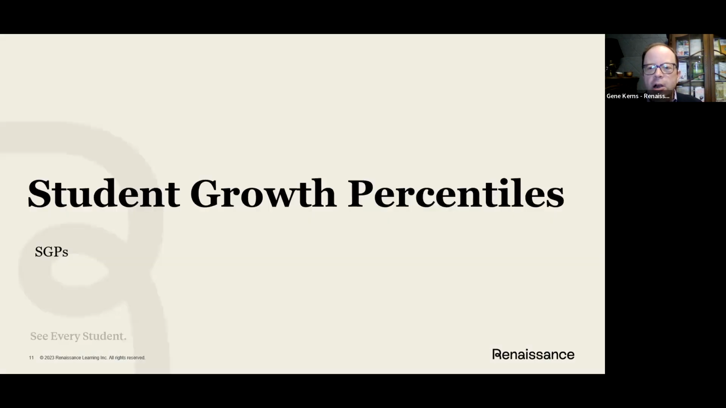Now let's talk about what they are. Where do they come from and how do we interpret them? I told you they scale from 1 to 99, where 50 is average. That means that anything above 50 starts being above average, and anything below 50 begins to be a little bit less than average.